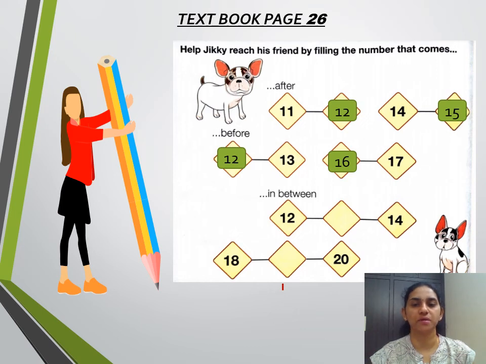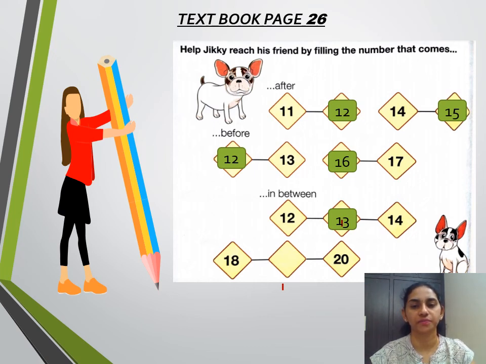Next one is in between numbers. 12. We have an empty box here. We have to fill it. And 14. The number between 12 and 14. What number comes, children, here? Any guess? After 12? Yes, you are right. It is 13.